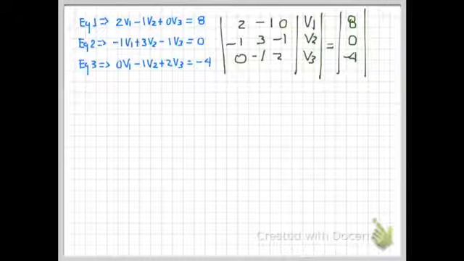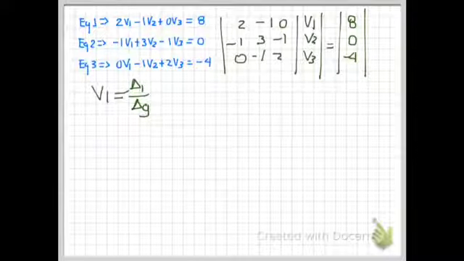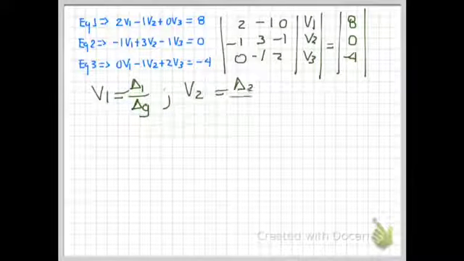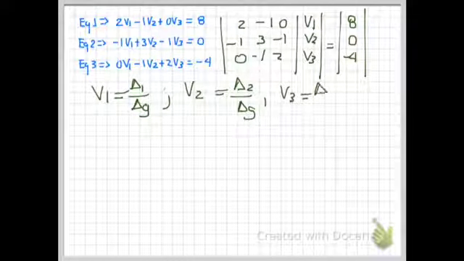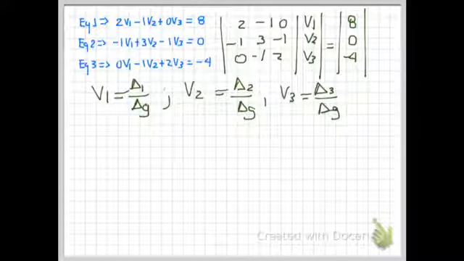In order to find b sub 1, we need to find a determinant. It is going to be determinant 1 divided by the general determinant. To find b sub 2, we will do the same, determinant 2 divided by the general determinant, and b sub 3 is going to be determinant 3 divided by the general determinant. So how do we determine the general determinant?